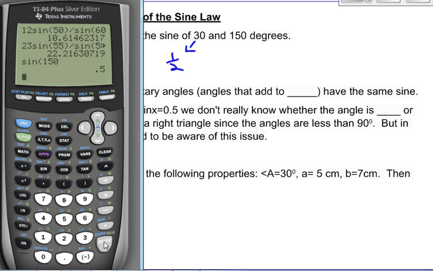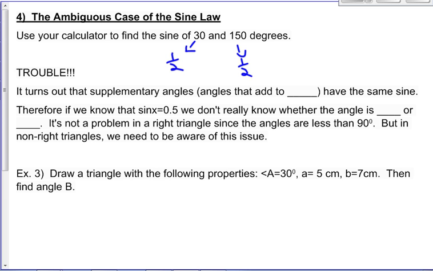Oh dear, it's also a half. So it turns out that supplementary angles, that means angles that add to 180, have the same sine. Therefore, if we know that the sine of x is 0.5, or a half, we don't know whether the angle is 30 or 150.